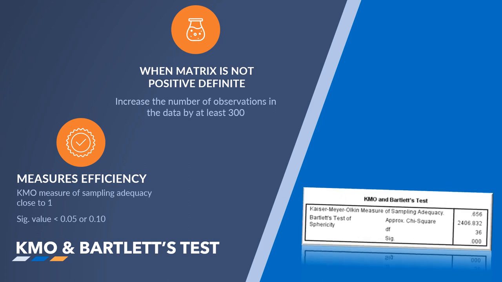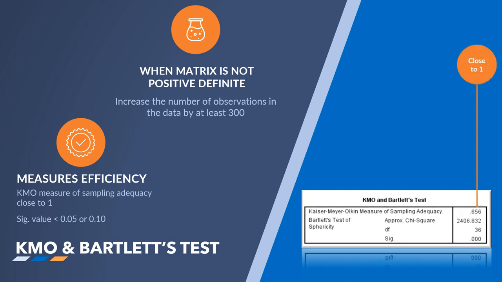In case of this table, the KMO measure is 0.656, which is close to 1, and the significance value is 0.000, which is considered a very good score.